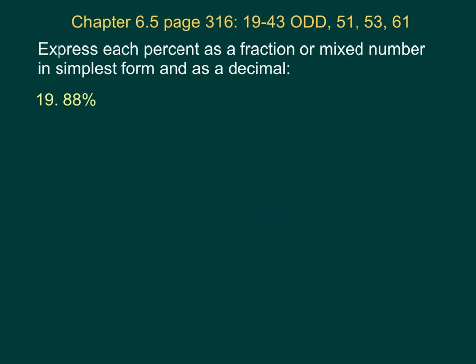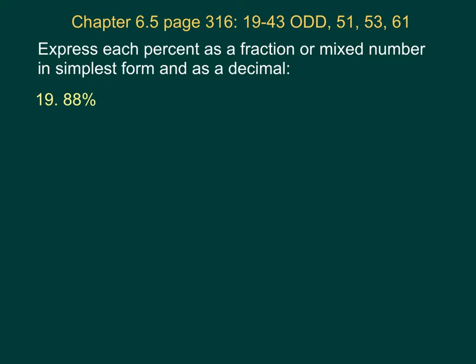This video is going to go over Chapter 6.5, starting on page 316, 19 through 43 odd, and then 51, 53, and 61. The first section asks us to express each percent as a fraction or mixed number in simplest form and as a decimal.